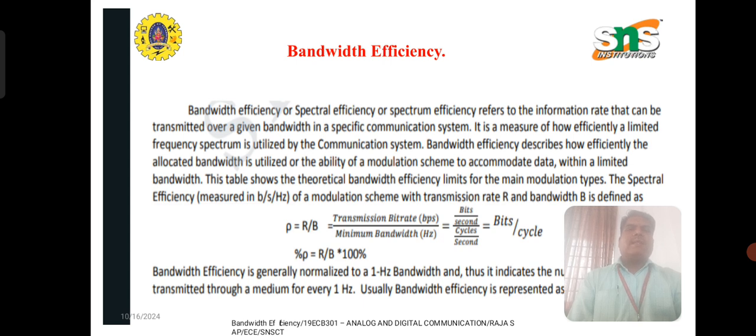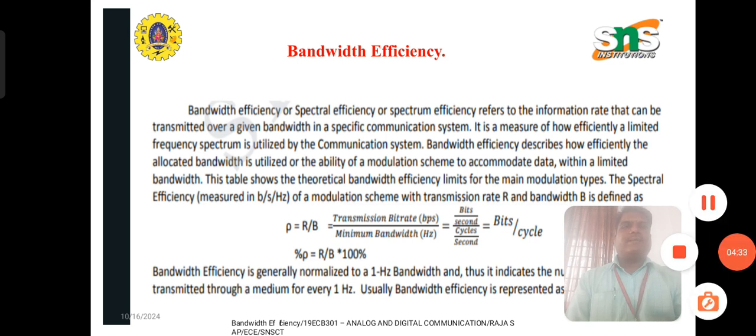In general, the spectral efficiency of a modulation scheme is calculated as the ratio of transmission bitrate to the minimum bandwidth. Transmission bitrate is represented in bits per second, and the minimum bandwidth is represented in hertz. You know very well how to calculate bandwidth: bandwidth is the difference between the highest frequency and the lowest frequency.